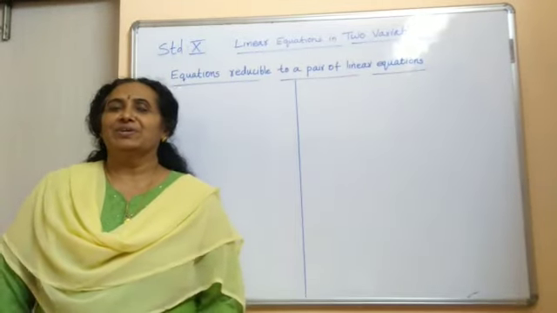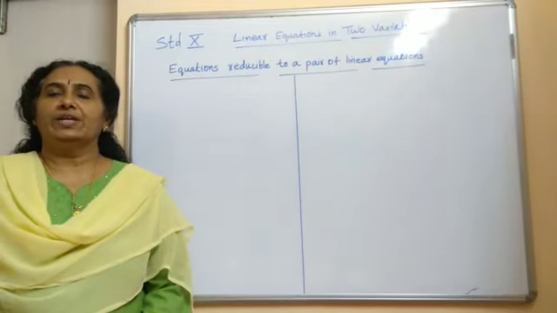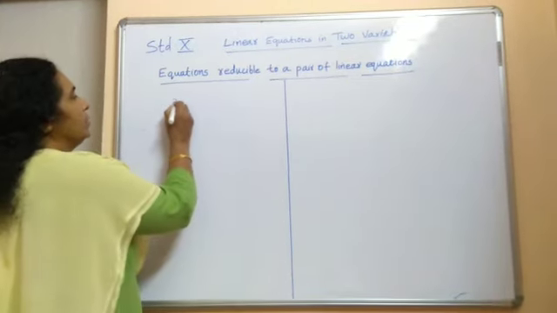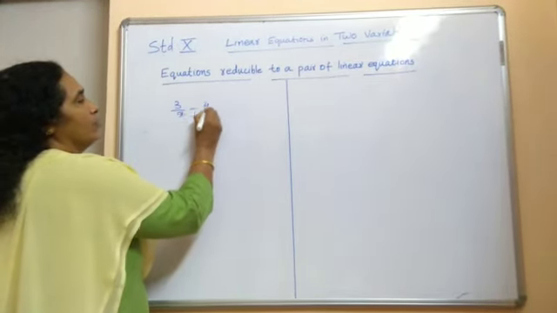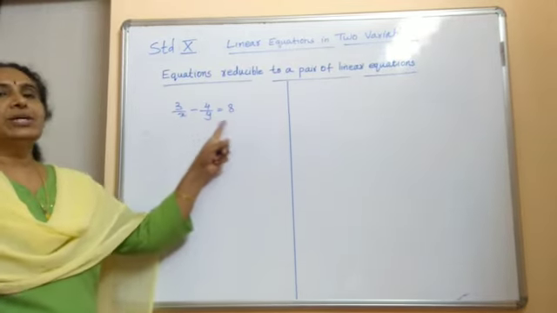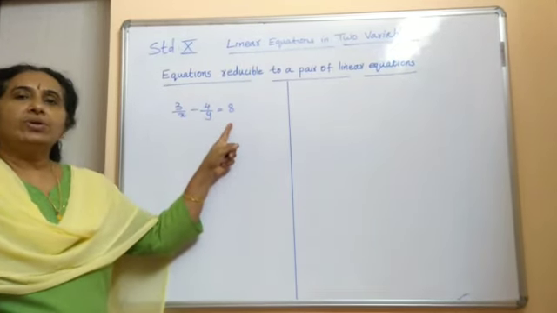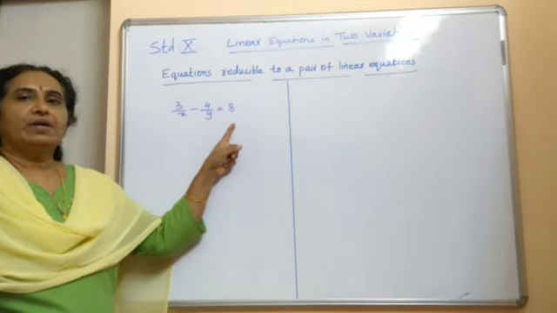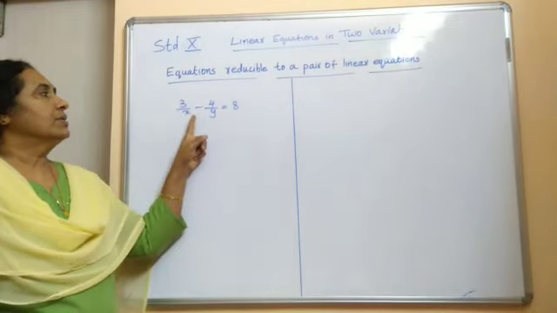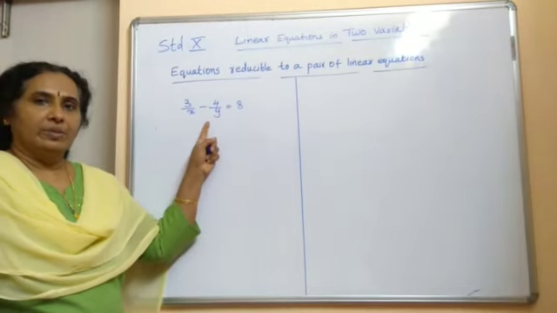Hello students, today we are going to study equations reducible to a pair of linear equations in two variables. Consider the equation 3 upon x minus 4 upon y is equal to 8. Is this a linear equation in two variables? No, because this is not in the standard form of the linear equation ax plus by is equal to c. Here the variables are x and y. There are two variables but they are in the denominators.